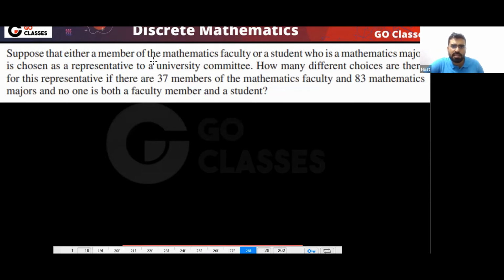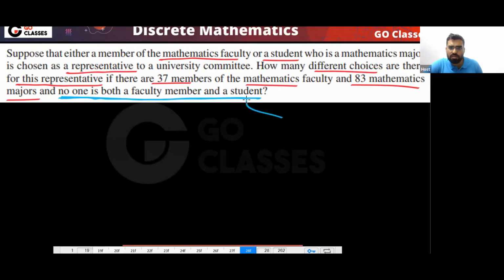Suppose that either a member of the mathematics faculty or a student who is a mathematics major is chosen as representative to a university committee. How many different choices are there? For this representative, you want to select one person. There are 37 members of the mathematics faculty, 83 students, and remember this important line: no one is both faculty member and student. What does this line imply?